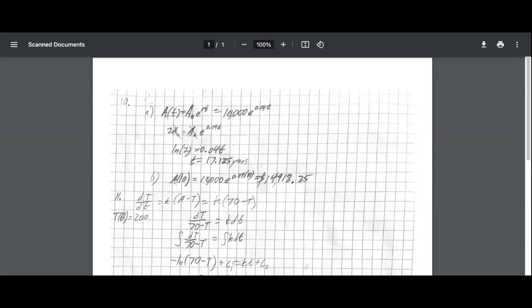Part B is how much money will you have after 10 years? To do this, you can just plug 10 into t in the original formula. And what we get after plugging in is $14,918.25.